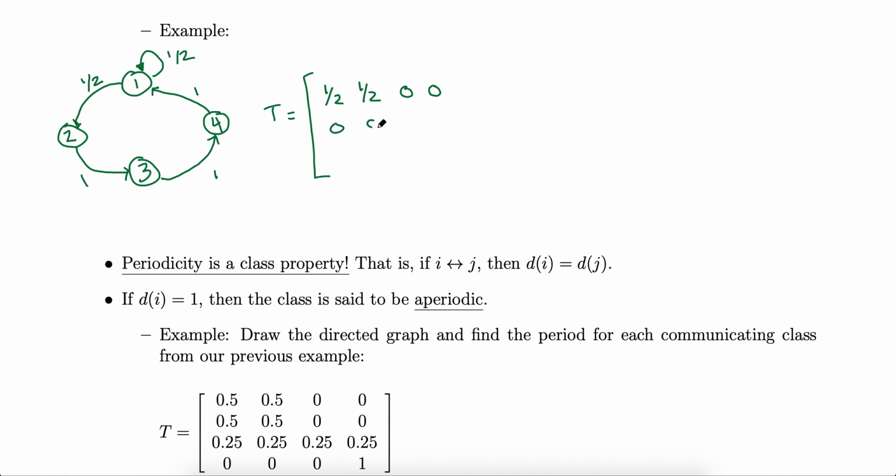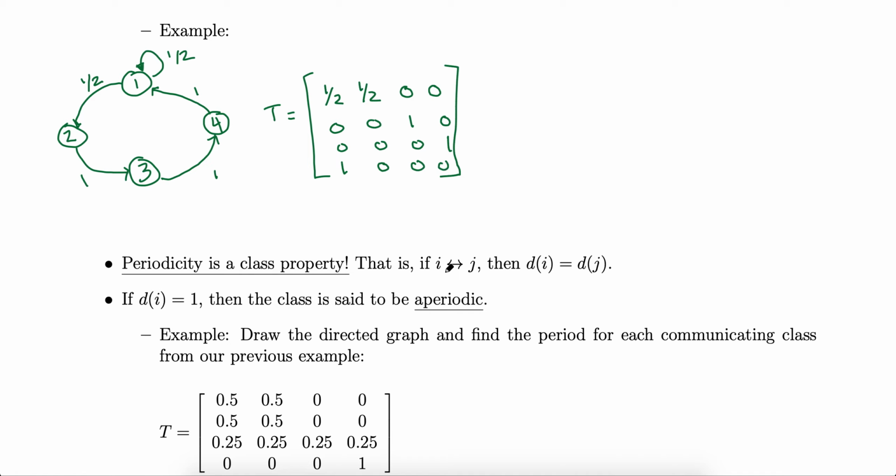Then if I'm talking about state 2, the only place state 2 goes is to state 3, so I'll put a 1 here. The only place state 3 goes is to state 4. And the only place state 4 goes is back to state 1. So hopefully you have a transition matrix that looks something like this.